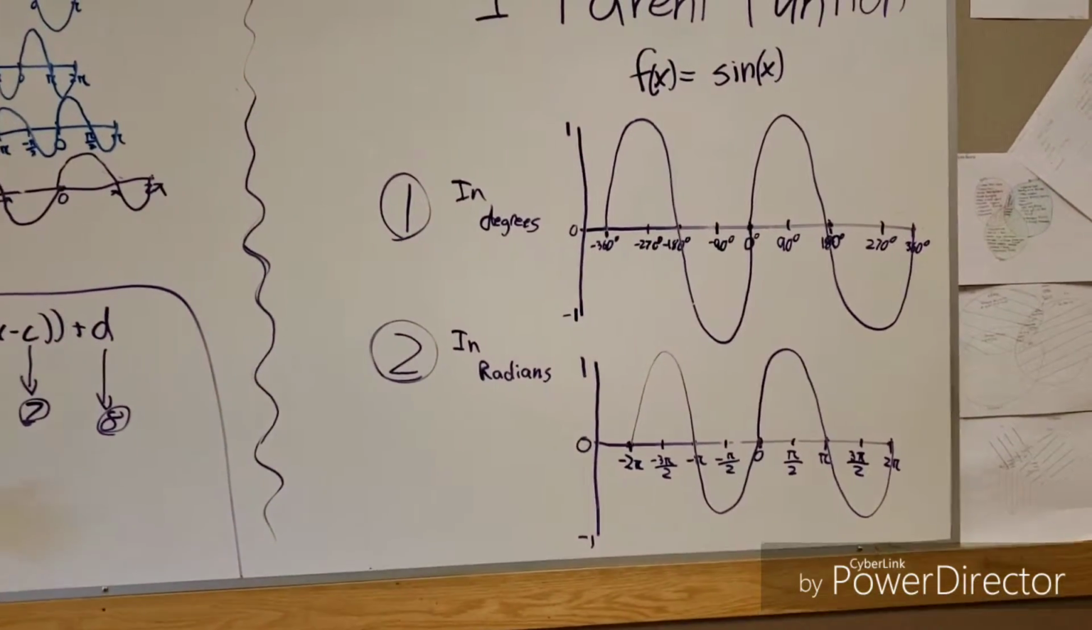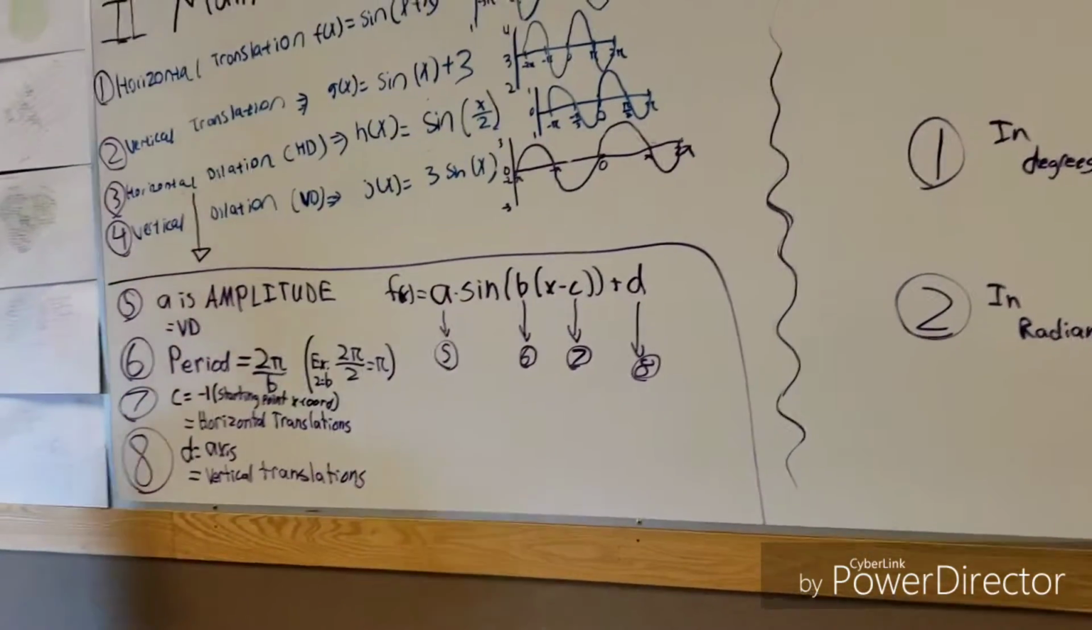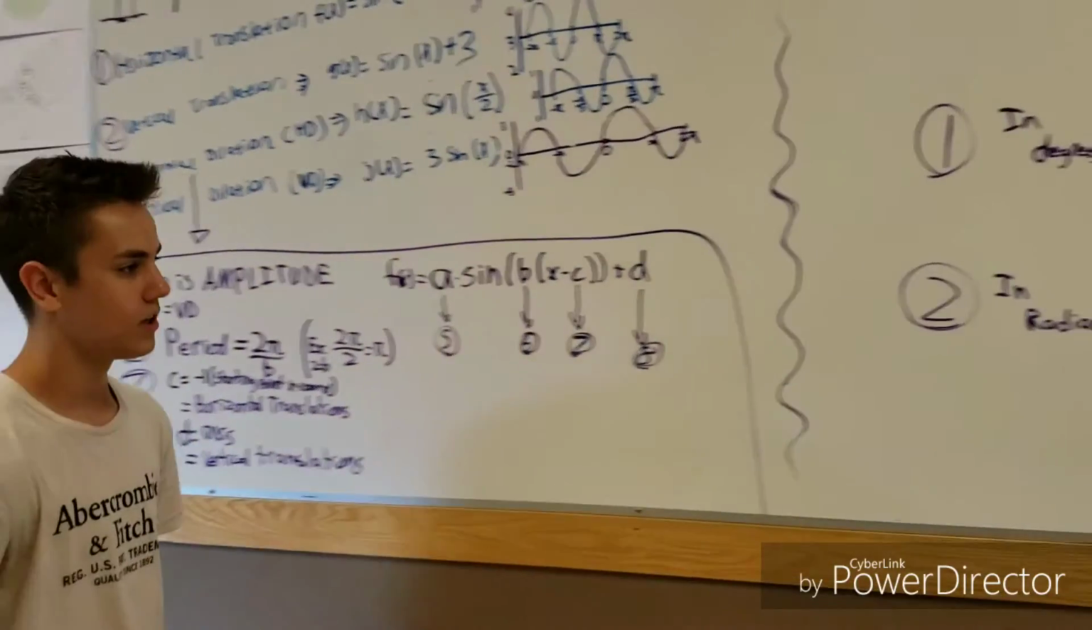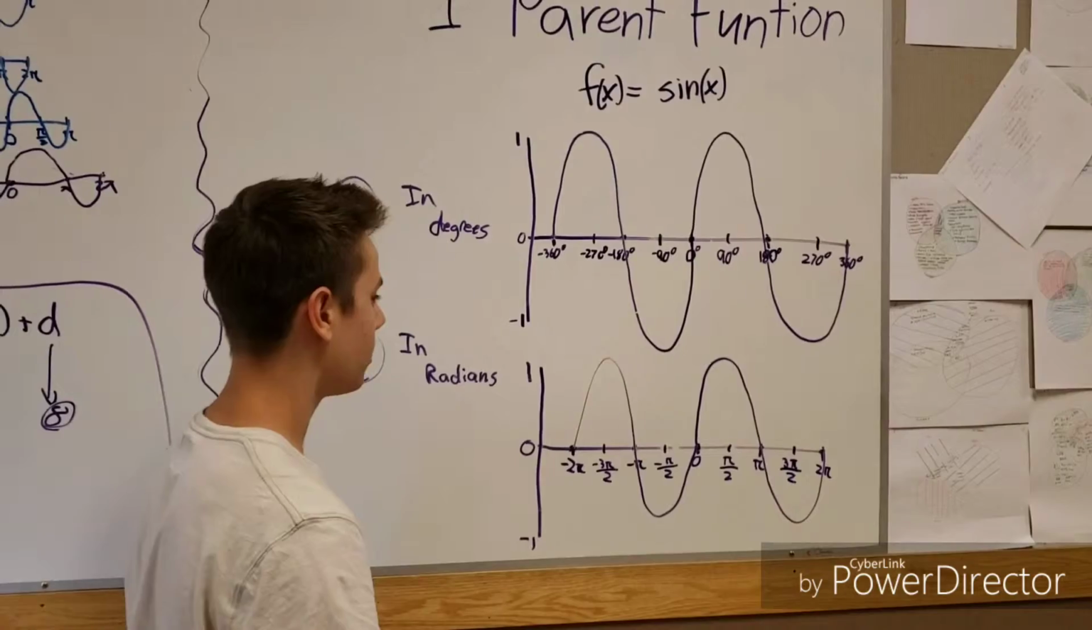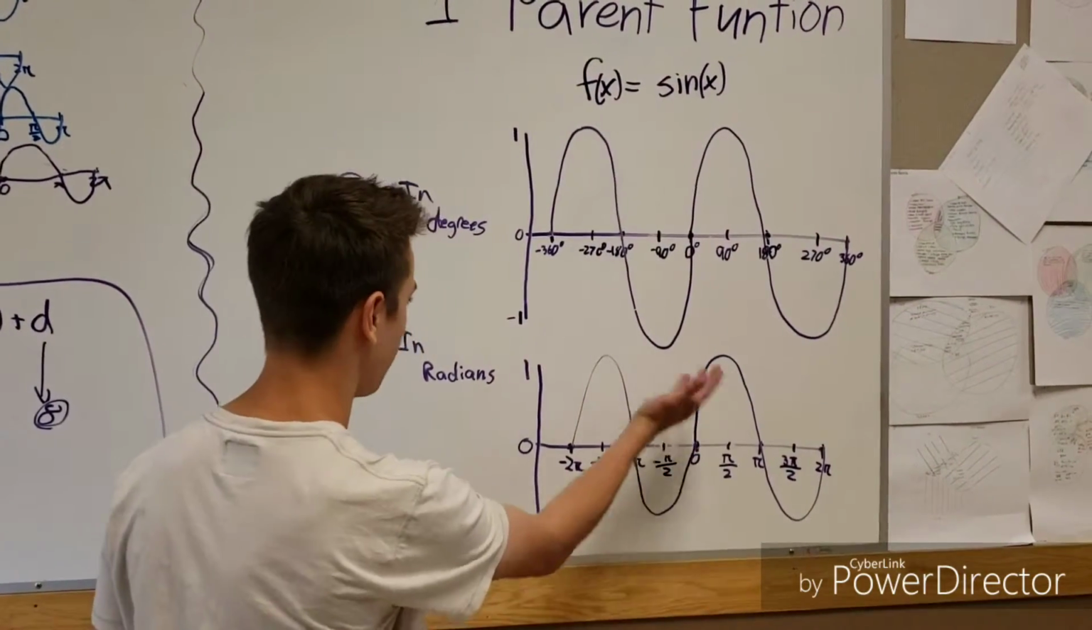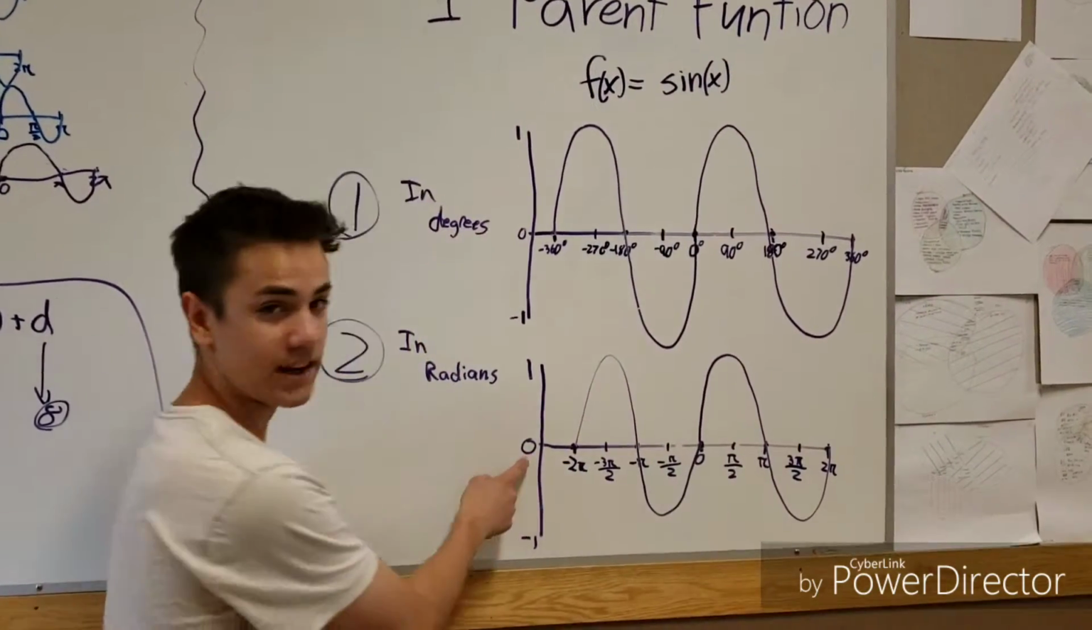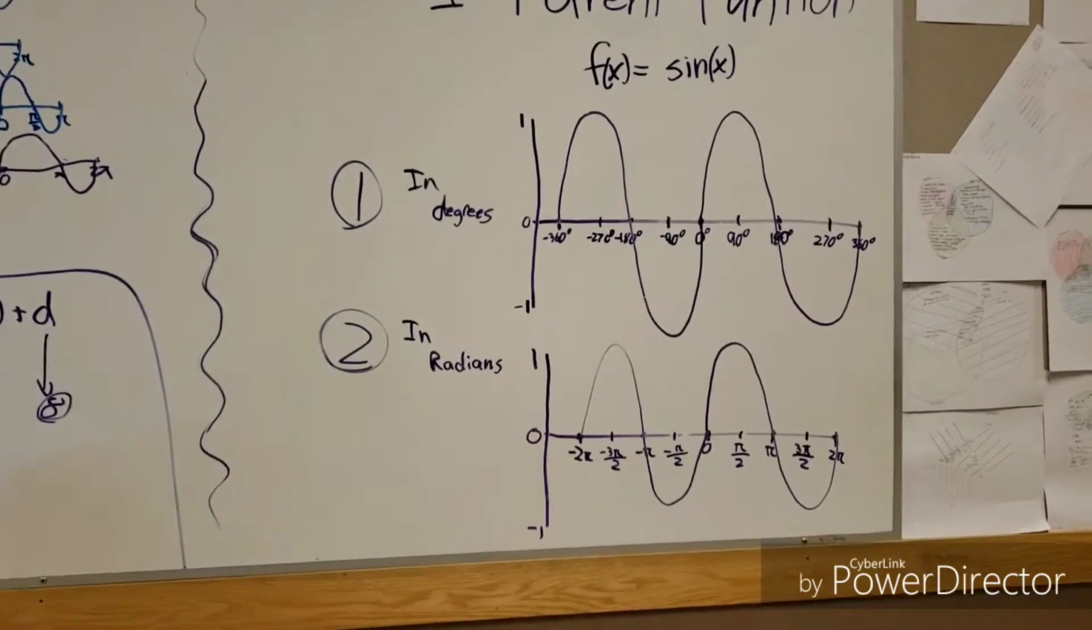And then the D is for axis. So that is the vertical translation. So that tells you the middle point of the entire graph. So if you would add 1, the entire graph would move up 1. So then instead of the axis being 0, the axis would be 1.